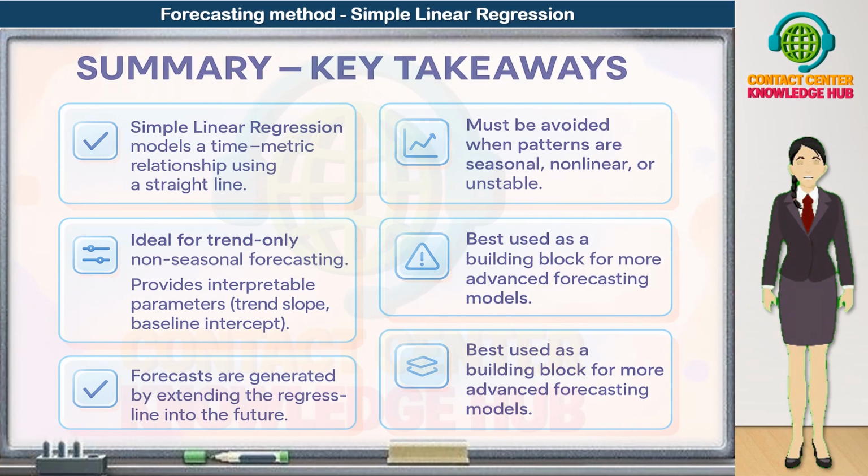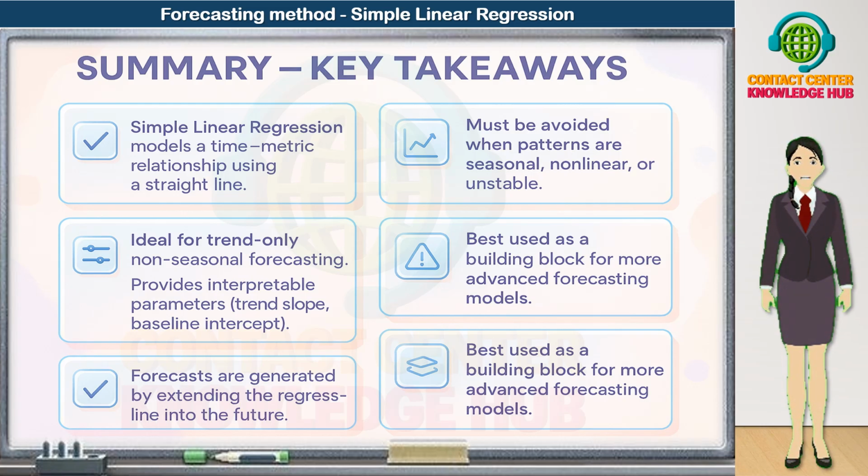Let's wrap up with the key takeaways from simple linear regression forecasting. First, simple linear regression models the relationship between time and a metric using a straight line. Second, it is ideal for trend-only, non-seasonal forecasting, where the data moves consistently upward or downward. Third, it provides highly interpretable parameters, such as the trend slope and the baseline intercept, making analysis easy to explain to stakeholders. Fourth, forecasts are created by extending the regression line into future periods, using the same trend behavior seen in historical data.